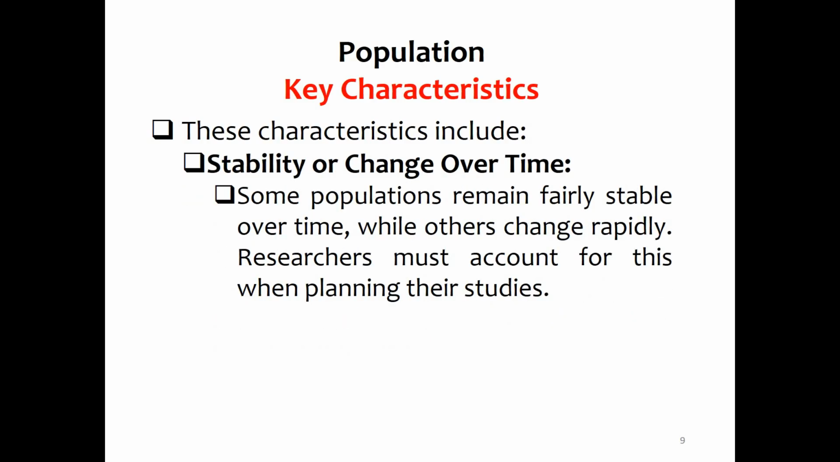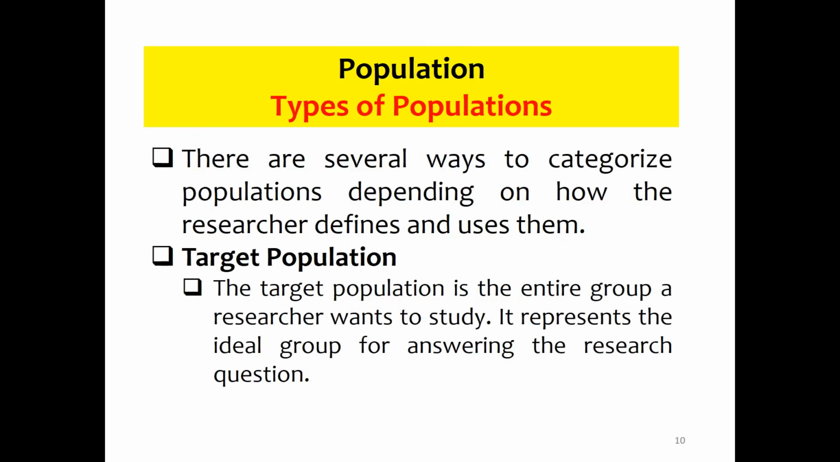The third one is stability or changing in nature of the population. Some populations are relatively stable during certain periods. As an example, experienced nurses in hospitals. However, there are some populations that are always changing. When characteristics or elements of a population are always changing, it is a challenge for the researcher to do the research project. In the field of research, different categorizations of the population can be seen.